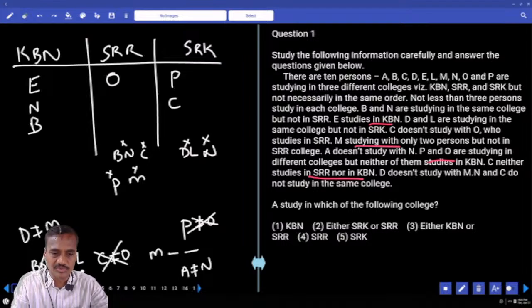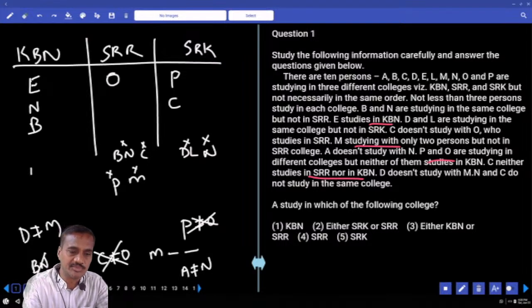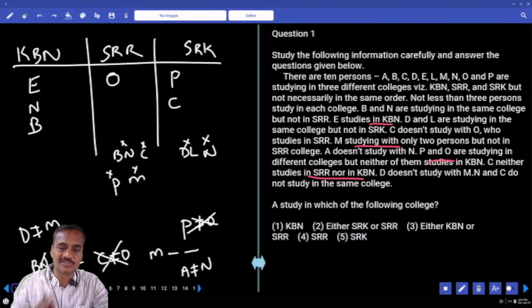What is common in both? M. And the one who is studying with M. M cannot be at this place, right? Because if M is here, there are 4 persons. Now in the college in which M is studying, there must be only 3. M cannot be here, M is here.